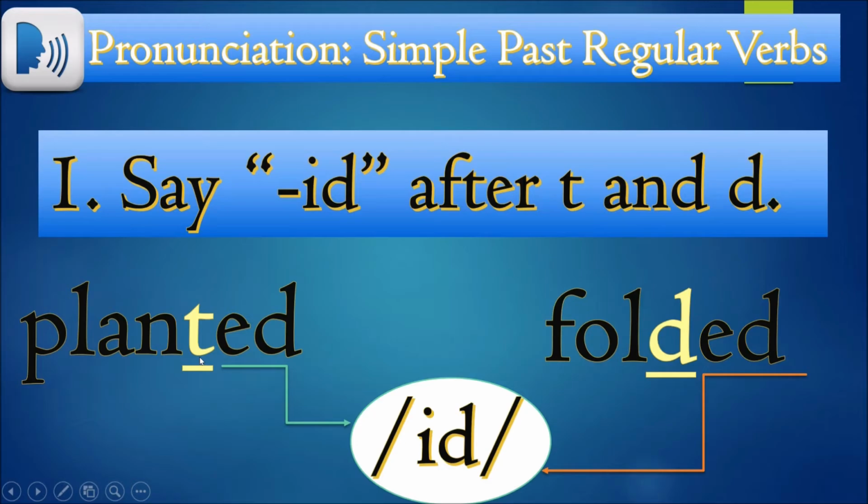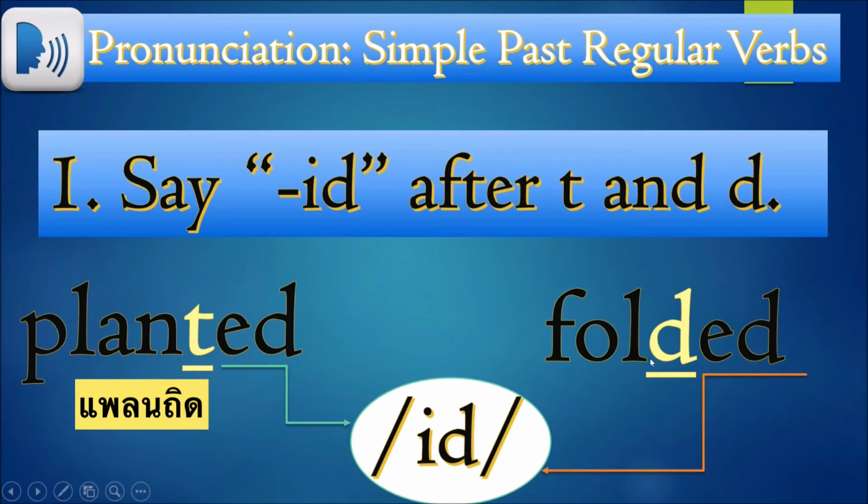If the last letter of the verb is T and D, the sound of ed is id. So, in the word plant, the last letter here is T. So, the ed sounds id. So, we will have to read planted, planted. Okay?